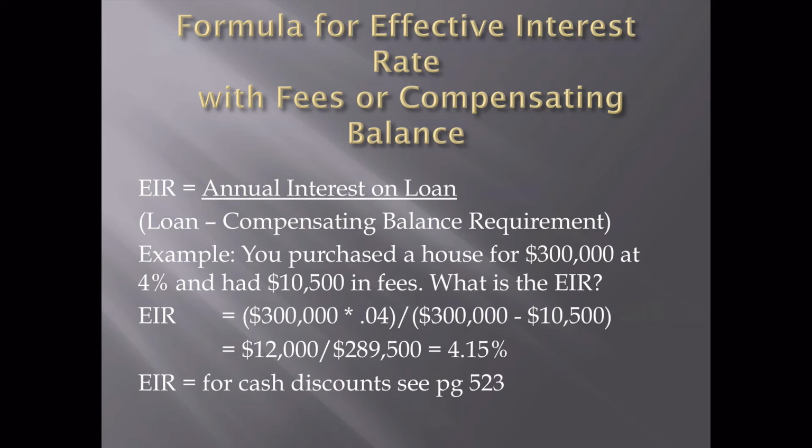So different loans have different interest rates and different fees, and some home loans actually have points. But if we were just to look at the interest rate on a loan, we can't tell which one's the best deal until we actually figure out the effective interest rate. And if you want to look at it for cash discounts, you can go to 523, and basically the only difference is instead of having the fees, you subtract out the compensating balance.